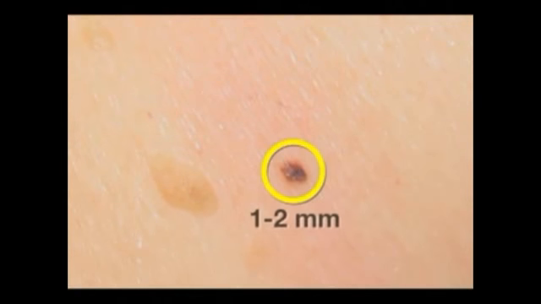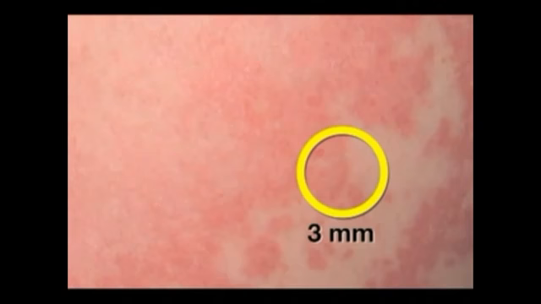A punch biopsy sample of a pigmented lesion should include 1 to 2 millimeters of surrounding normal skin when feasible. For inflammatory eruptions, the punch biopsy sample should measure at least 3 millimeters in diameter to minimize sampling error and to provide sufficient tissue for any special staining that may be required.